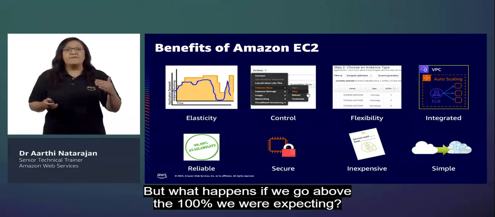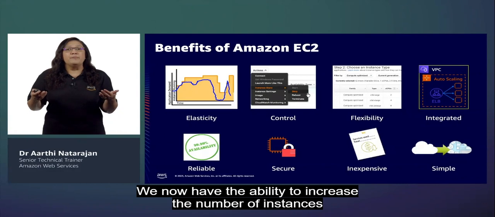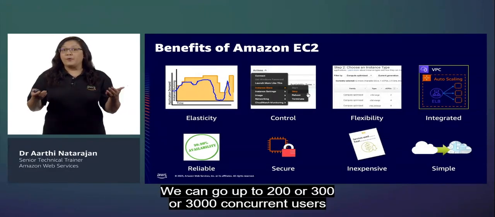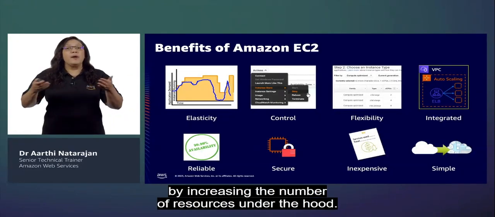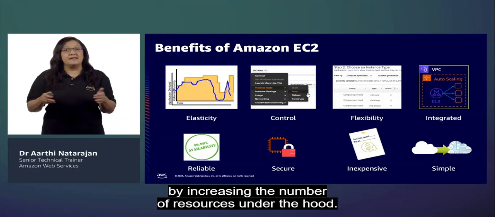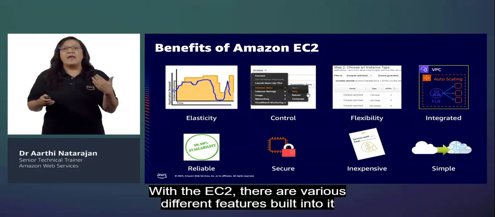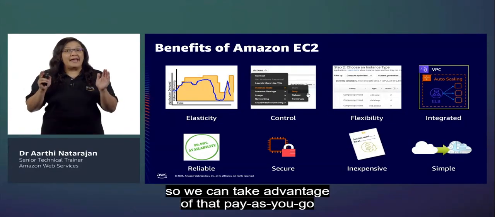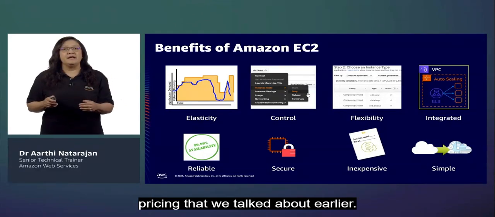But what happens if we go above the 100 we were expecting? We now have the ability to increase the number of instances that serve the web traffic. We can go up to 200 or 300 or 3,000 concurrent users if need be, by increasing the number of resources under the hood. With EC2, there are various different features built into it that give us the ability to scale up or scale down, in or out, so we can take advantage of that pay-as-you-go pricing that we talked about earlier.